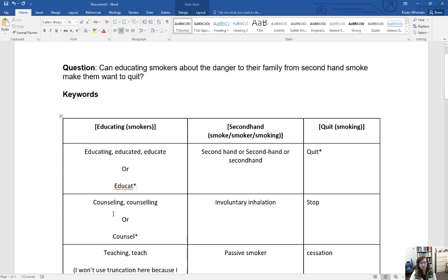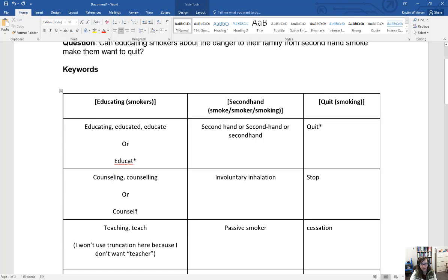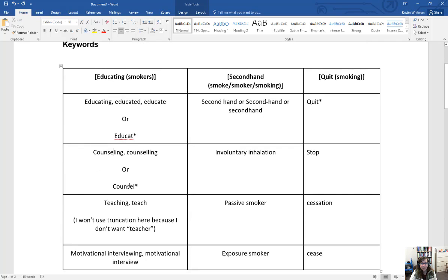The same thing for counseling, because counseling is sometimes written with two L's. It's a little quirk of English versus this British spelling. So I can search counsel with the star to represent all the different word endings. When it comes to another synonym, I put teach or teaching. I don't want to find records about teachers per se. I just really want teach or teaching. So I've put those two here rather than using truncation. Truncation can sometimes be bad because it can bring back keywords I don't want.